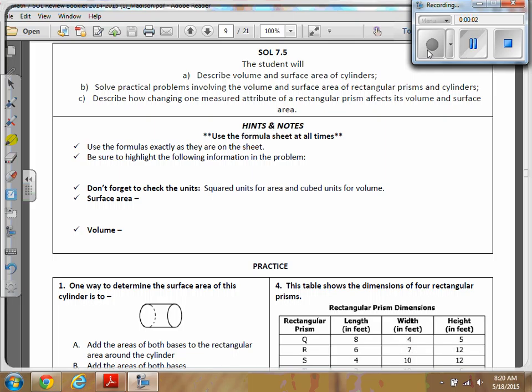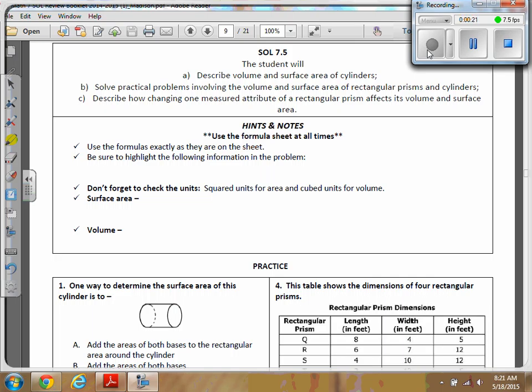Okay, so 7.5 is all about surface area and volume. You have to use the formulas exactly as they are on that formula sheet. Remember, on the SOL test, you can get the formula sheet on the computer, or you can ask for a paper copy. In the SOL booklet that you're working in right now, you can flip to the very front. There's also a formula sheet.